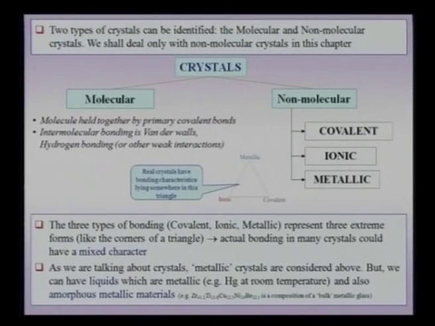Another point to be noted is that though we are classifying crystals and using the word metallic in this context, we could have metallic crystals and also liquids which are metallic. We know that mercury at room temperature is a liquid, but it is metallic. To emphasize once again, we could have ionic liquids, we could have metallic liquids, and therefore we should not confuse these terms as restricted only to crystals. Here we are talking about crystals in molecular and non-molecular forms, and there could be non-molecular crystals which have ionic bonding or metallic bonding, but we could also have liquids which have metallic character. And additionally we could have amorphous materials which also have metallic character.